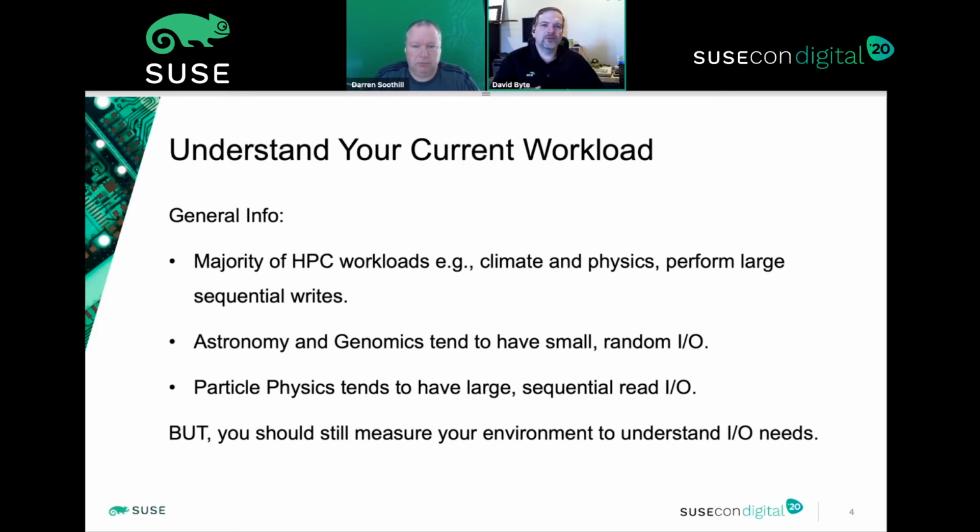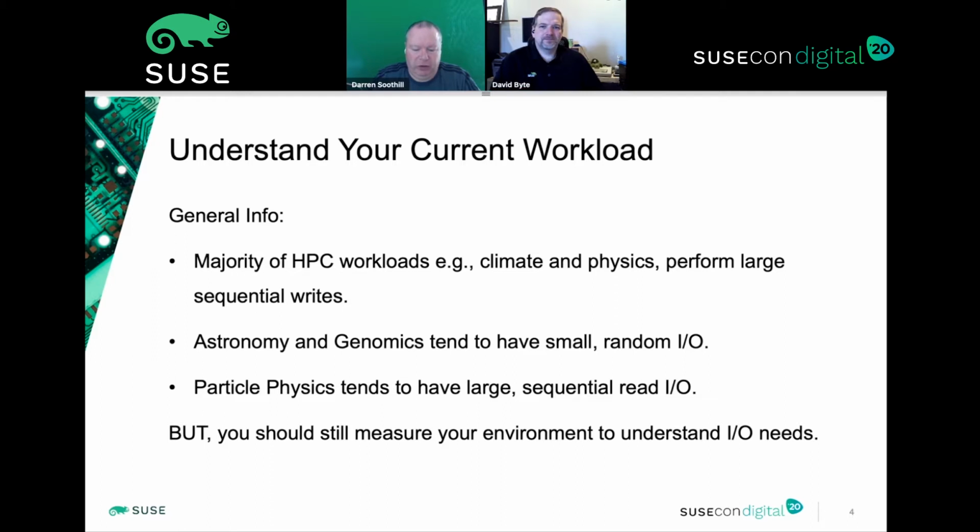Again, slightly different here. And the one thing I will say is these are generalizations. If you're going to move down the path of trying to understand what storage is best and how to best deploy it, you really need to understand your I/O. And there are tools that you can use to do that. We're not going to cover those to any depth here today, but we're going to talk more about what the options are and where they fit in to these generalized I/O patterns.